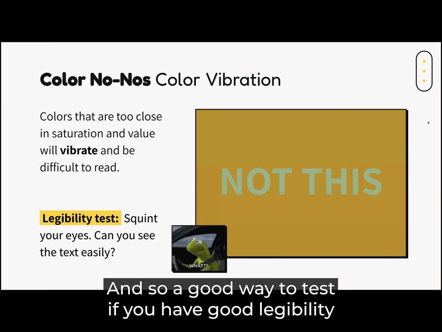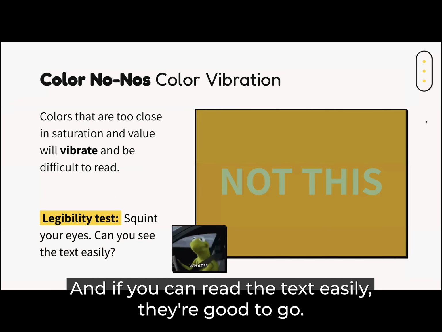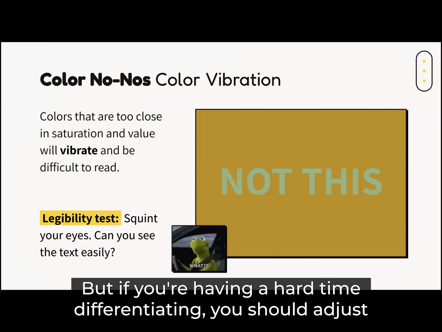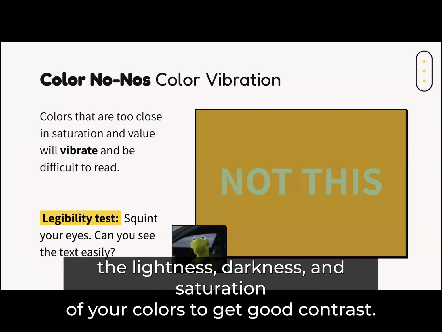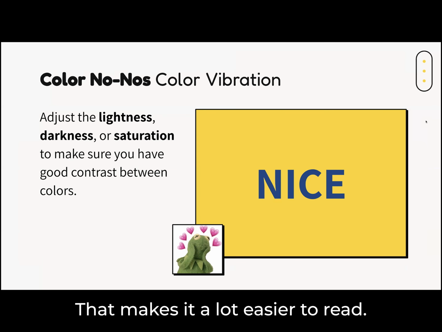And so a good way to test if you have good legibility with your colors is to squint your eyes. And if you can read the text easily, you're good to go. But if you're having a hard time differentiating, you should adjust the lightness, darkness, and saturation of your colors to get good contrast. And so on the next slide, we have that nice contrast between the colors that makes it a lot easier to read.